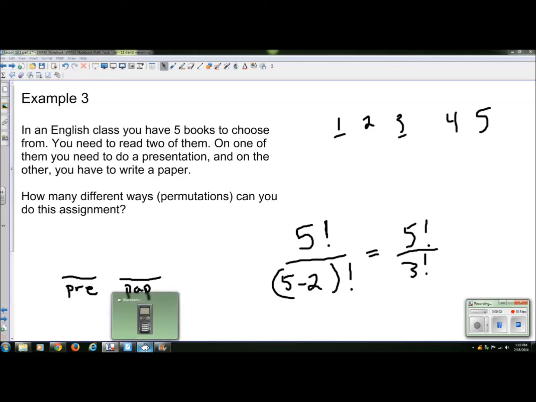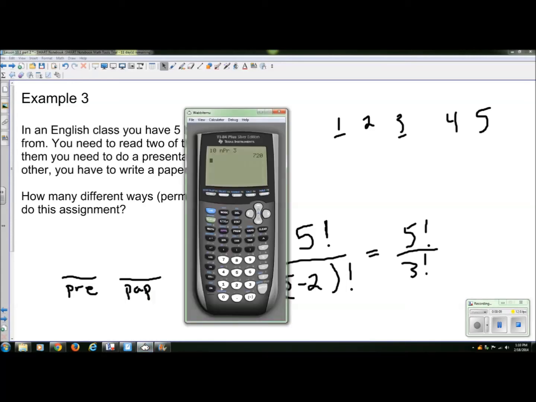And again, we can use our calculator to determine what this value is for us. Well, that's 5, and then we're going to go math, probability, nPr, 2. 5 objects, permuting 2 of them. And it gives us 20. So there are 20 different possible ways that we could do this assignment.